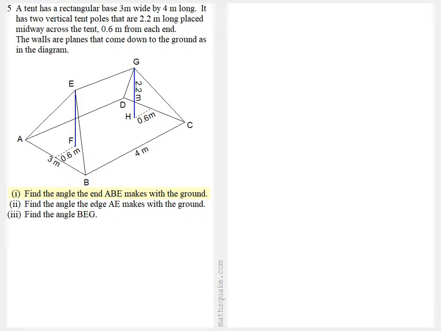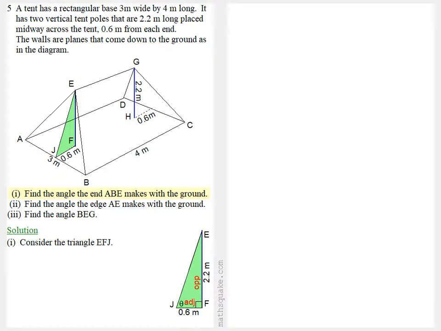In part 1, we were asked to find the angle the end ABE makes with the ground. Now to solve this, we first mark the point J midway along the side AB. Then we consider the triangle EFJ. Now we need to draw a flat diagram, and we see we've got a right angled triangle. The angle theta is the angle we want. So the side EF, which is the height of the tent, 2.2 metres, is the opposite side, and the side 0.6 metres is the adjacent side.